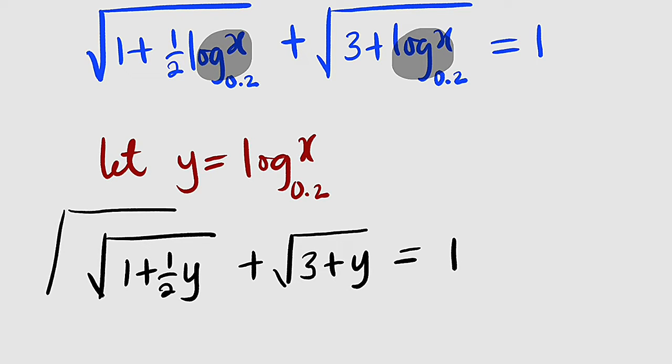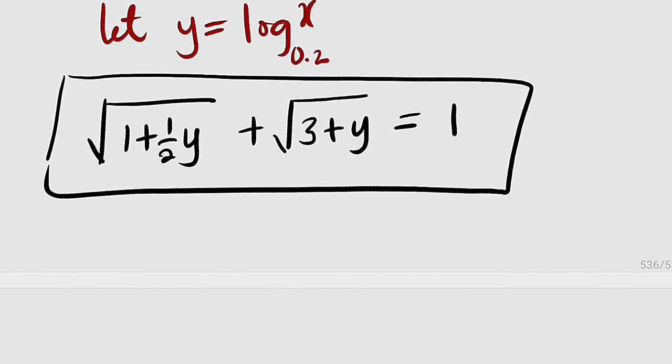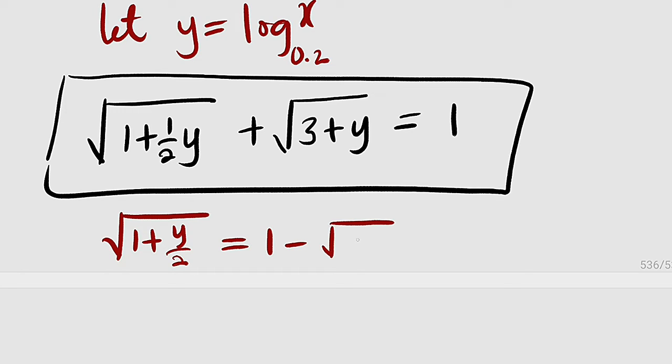This is a very important equation. We can use it for substitution. Let's keep it here. But for now, let us take this term to the right hand side. It is going to become negative, right? So we have the square root of 1 plus, I can write it as y divided by 2, equal to 1 minus the square root of 3 plus y.